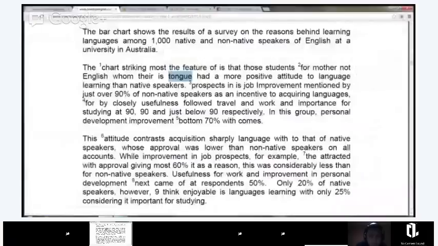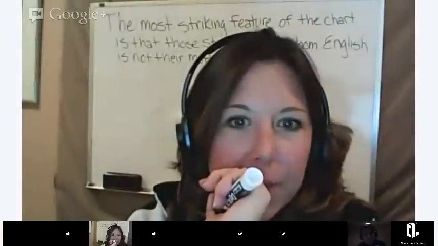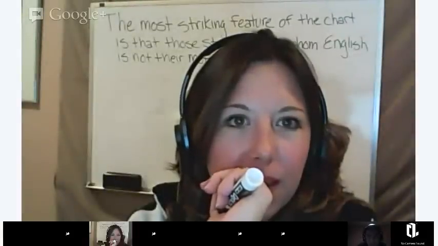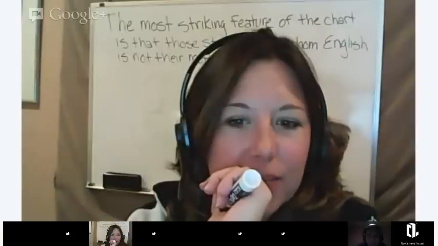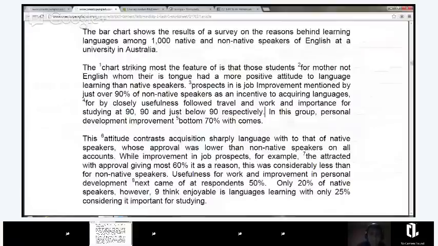Let's look at number three. So we have: prospects is job improvement mentioned by just over 9% of non-native speakers as an incentive to acquiring languages. Oh, that's easy. I'll give you the chance, guys. To be honest, even I have to stop and think about it. I was checking because I have an answer key. So take a look at number three.